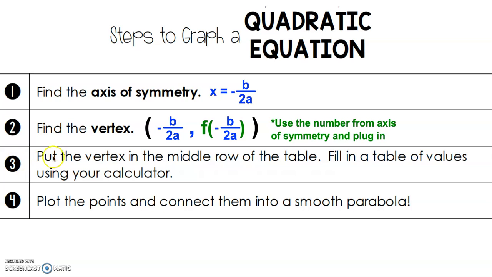In our table, we're going to put the vertex in the middle row and then fill in the values on either side using a calculator, which really just means we're going to plug in and evaluate those points. Then you plot the points on the graph and connect them to make a smooth parabola.